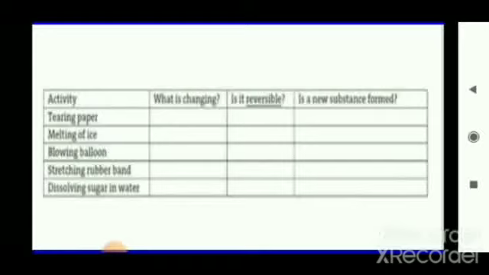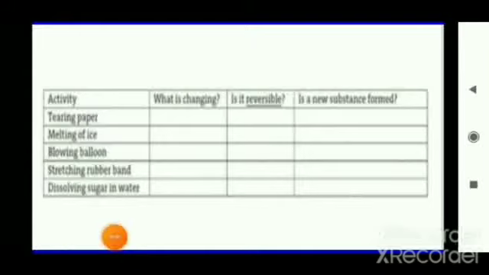When you dissolve sugar in water, what will happen? The taste of the water is changed, right? In this column, what is changed? In the column of what is changing, you will write down taste is changing. Clear? Is this a reversible process or an irreversible process? This is a reversible process, right?